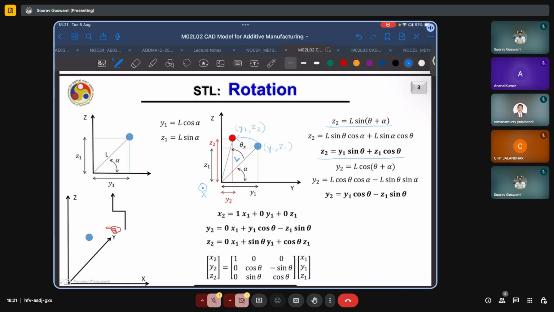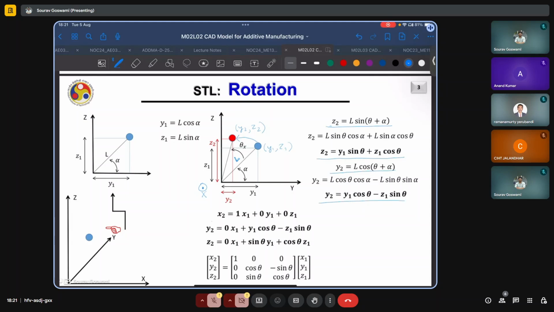Similarly, for the Y coordinate, Y2 will equal L times cos of theta plus alpha, and upon expansion it becomes Y2 equals Y1 cos theta minus Z1 sin theta. Since this was a pure rotation about the x-axis in the YZ plane, the x-coordinate remains unchanged, as in we are at the same height along the x-axis, and so x2 is simply equal to x1.